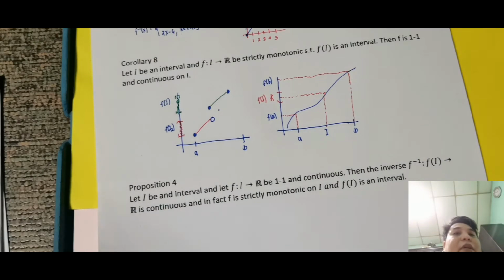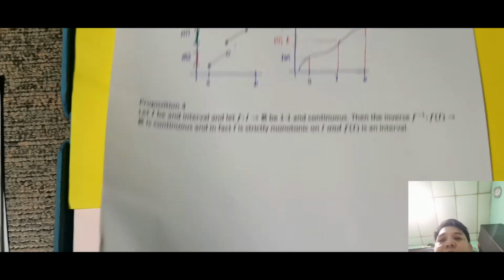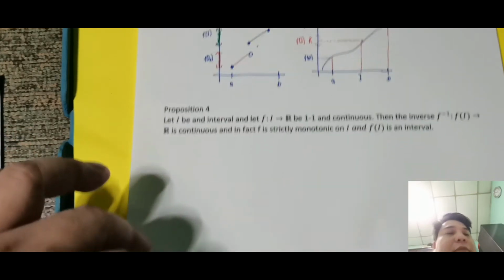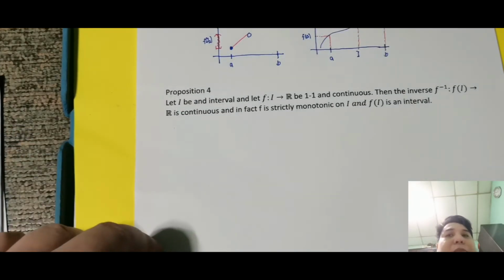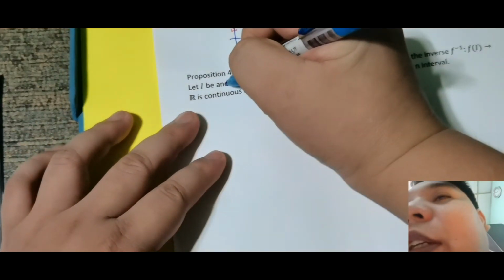Okay, so, ganyan naman yung corollary number 8. Yung next pin ni corollary number 8. Okay, next is proposition 4. So, ito medyo kakaiba kasi kailangan i-prove or sabi na let I be an interval. Let I be an interval. So, tanggalin natin itong ND.